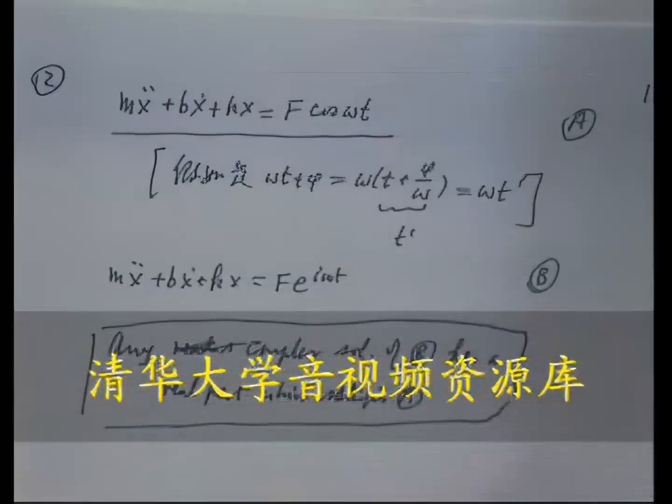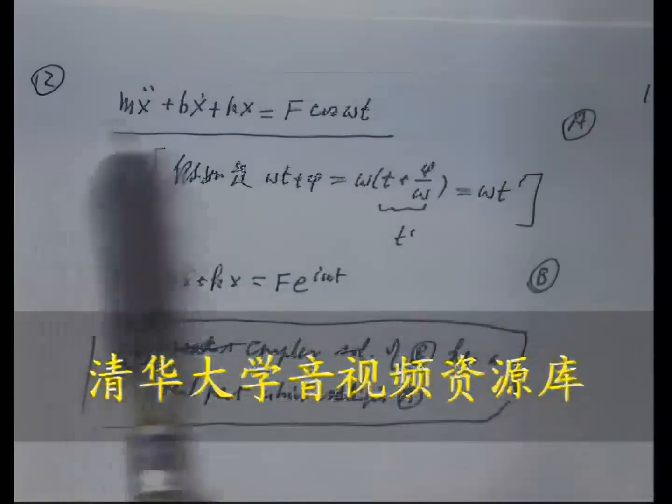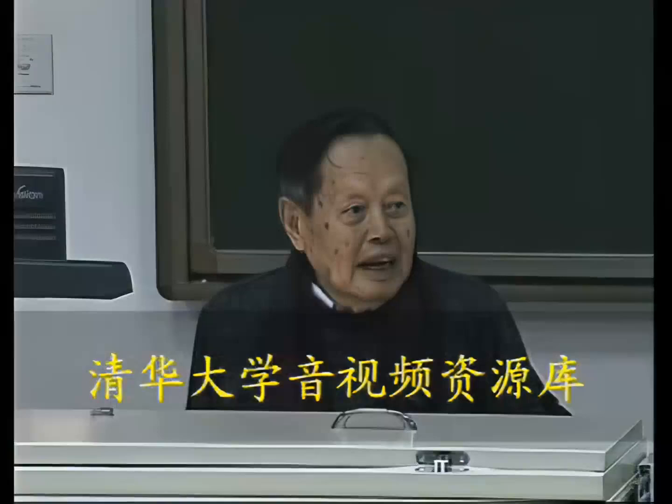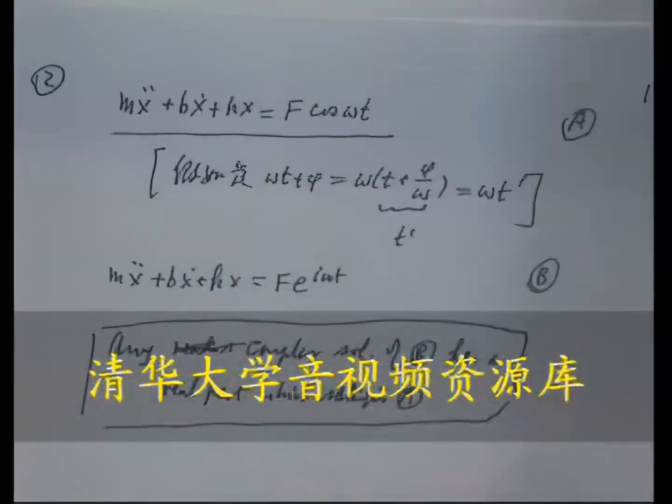Therefore, this is a very common trick. Instead of dealing with this type of equation, A, you deal always with the type of equation B. Why is B better than A? Because exponential i omega t has the property that no matter how many times you differentiate it, it remains the same form, only multiplied by a constant. So therefore it's easy to solve. After you have solved B, you take the real part, then you get a solution of A. So that's what I went through too fast.